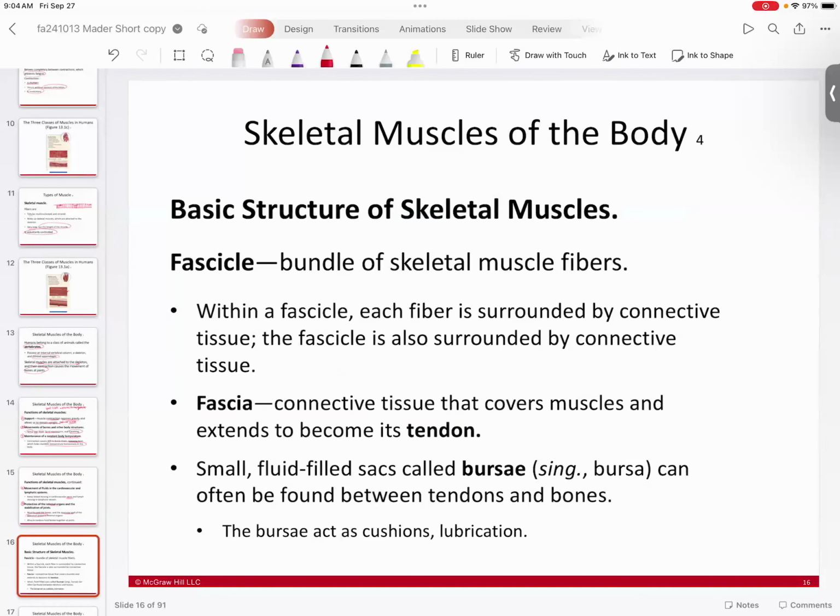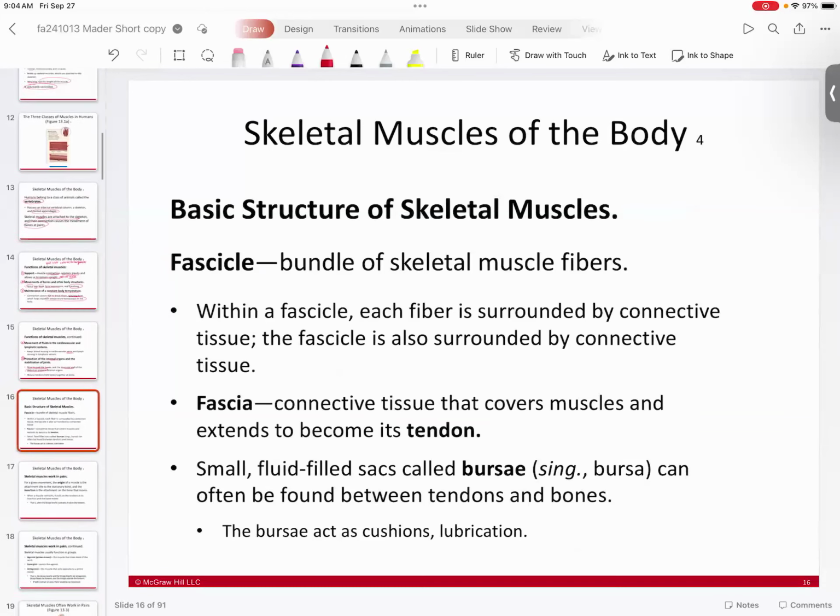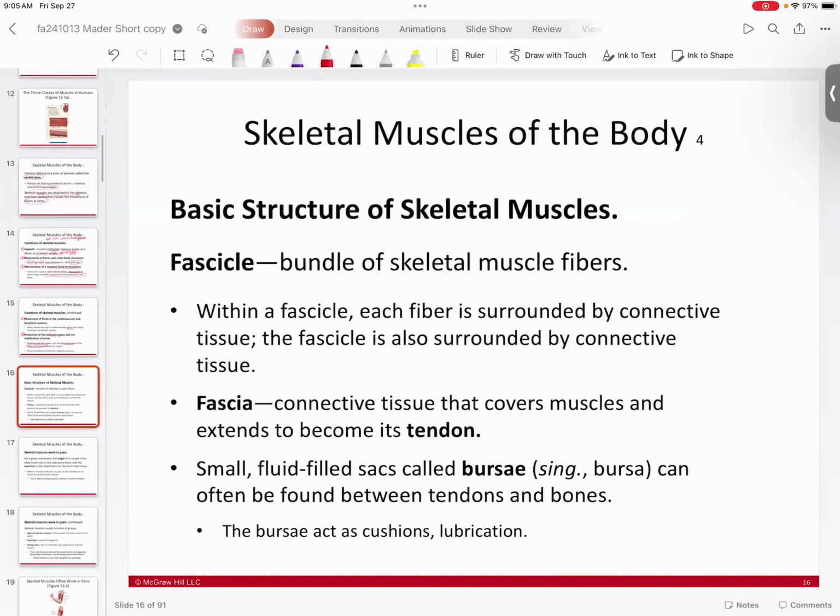Now let's take a look at the structure of muscle. Muscle is made up of what's called a fascicle, and a fascicle is essentially a bundle of muscle fibers. For instance, if I have a bunch of muscle fibers cut on end, in cross section, I'll have a bunch of muscle fibers like this. Then if I bundle those up in a big circle, that's going to be a fascicle. So if these are the muscle fibers, then this right here is the fascicle.